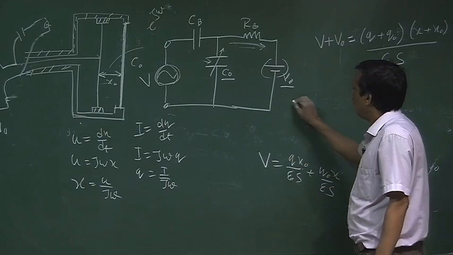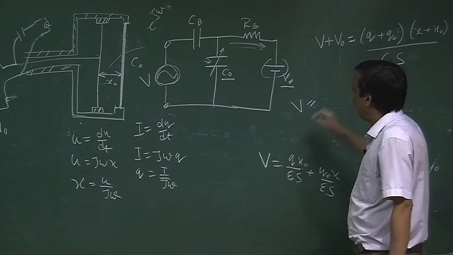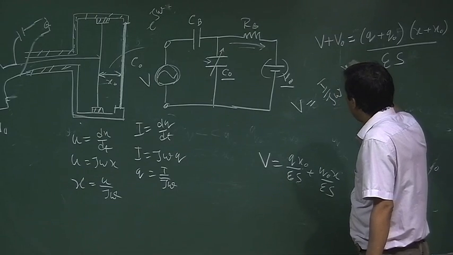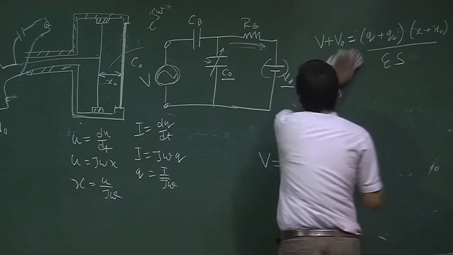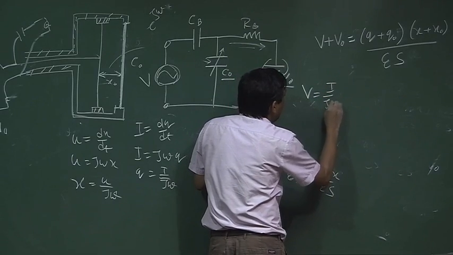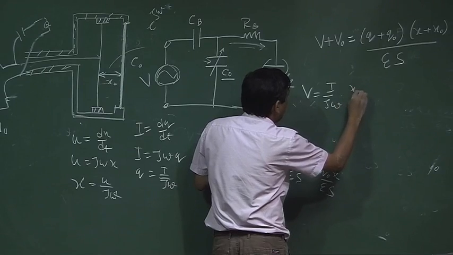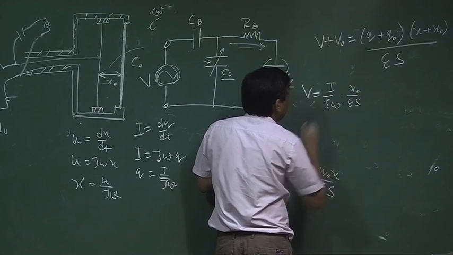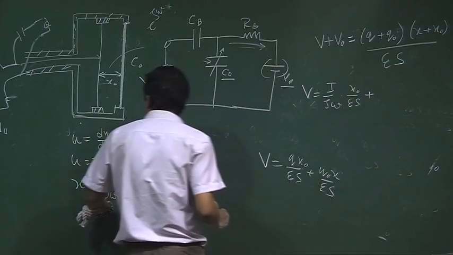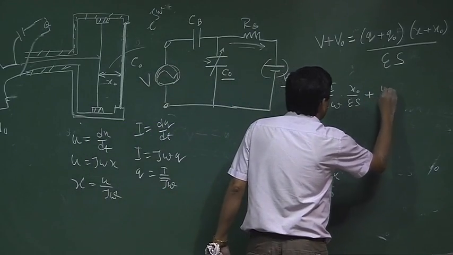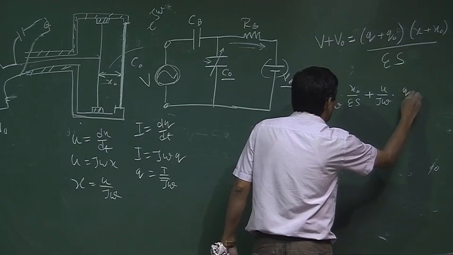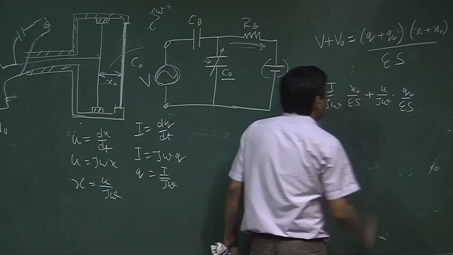So, I replace Q by I. V is nothing but I by j omega into X0 by epsilon S, plus, what is x? It is nothing but u by j omega. So, I can write u by j omega into Q0 by epsilon S.